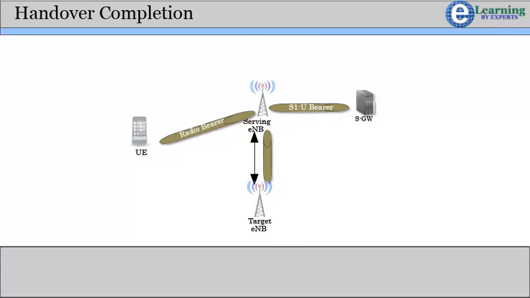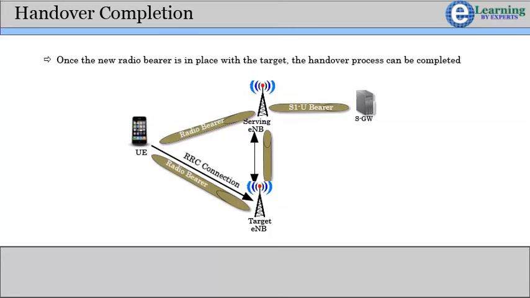The UE performs a handover, and now establishes an RRC connection with the target ENB. This establishes a radio bearer between the target ENB and the UE. Once the new radio bearer is in place with the target, the handover process can be completed.